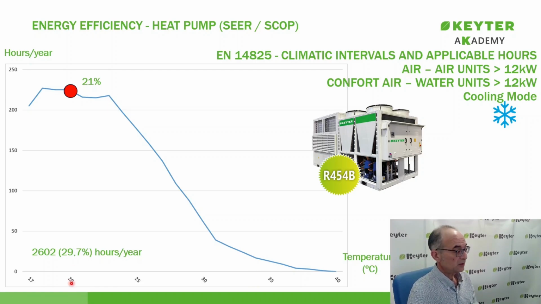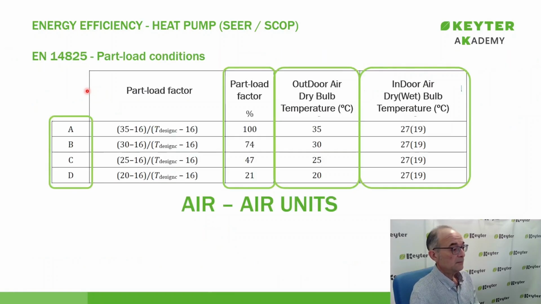So, for 20 degrees outdoors, we're going to have these hours, approximately 225 hours, during which the unit will operate at 21%. For 25 degrees, it will operate at 47% for approximately 180 hours per year. For 30 degrees outdoors, it will run at 74% of its load for about 50 hours per year. And for 35 degrees outdoors, that is, at full load, 100%, it will run just over 20 to 21 hours throughout the year. Always maintaining constant indoor conditions, which are 27 degrees Celsius dry bulb and approximately 19 degrees Celsius wet bulb, that is about 48 to 50% relative humidity.